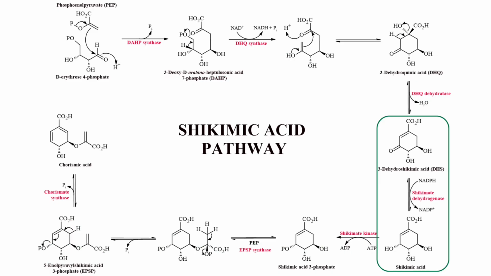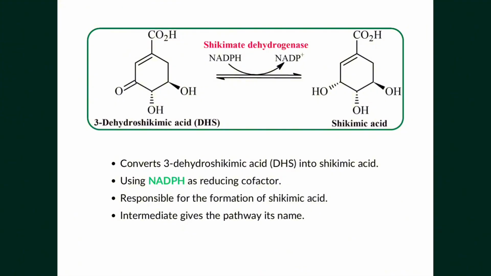Next, let's move on to the second key enzyme, which is Shikimic dehydrogenase. This enzyme converts 3-dehydroshikimic acid into shikimic acid using NADPH as a reducing cofactor. This step is significant because it leads directly to the formation of shikimic acid, which gives the pathway its name.